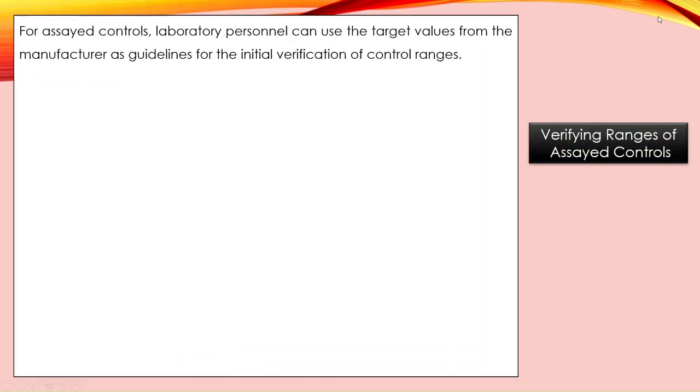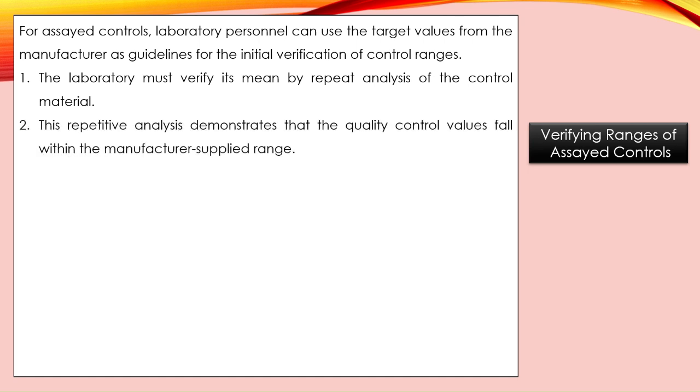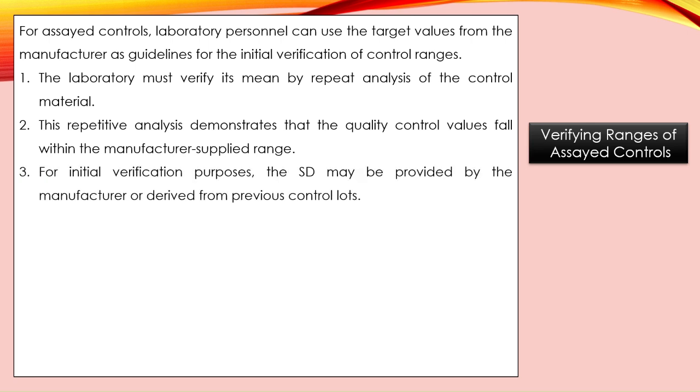Verifying ranges of assayed controls. For assayed controls, laboratory personnel can use the target values from the manufacturer as guidelines for the initial verification of control ranges. 1. The laboratory must verify its mean by repeat analysis of the control material. 2. This repetitive analysis demonstrates that the quality control values fall within the manufacturer-supplied range. 3. For initial verification purposes, the SD may be provided by the manufacturer or derived from previous control lots.